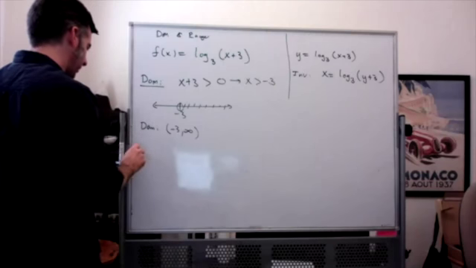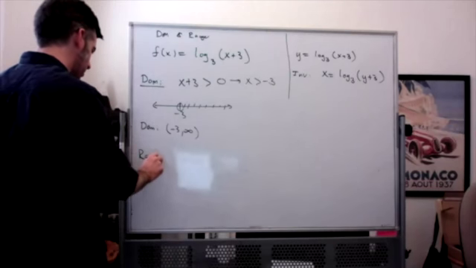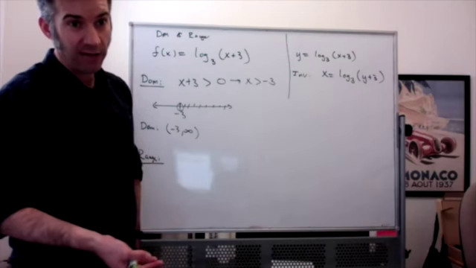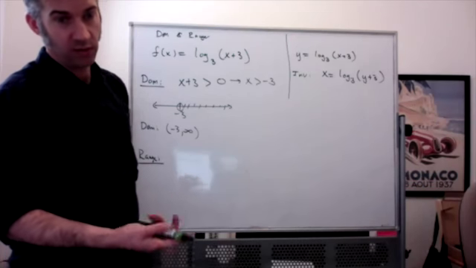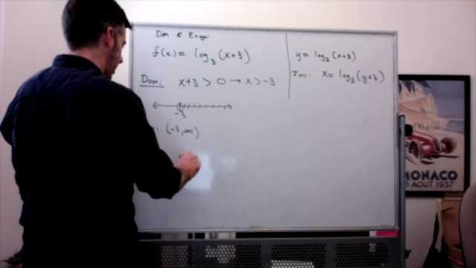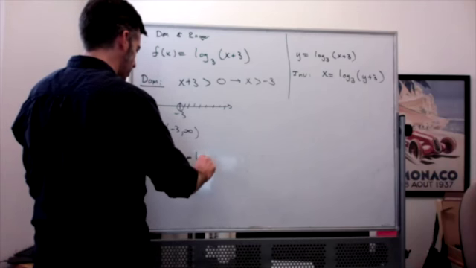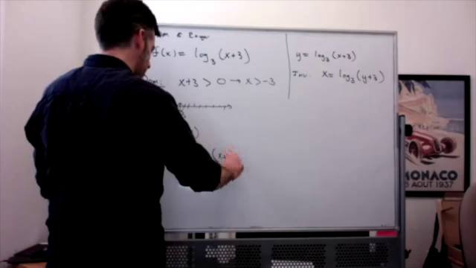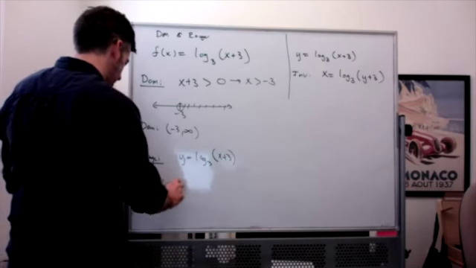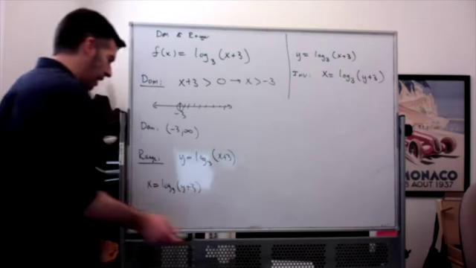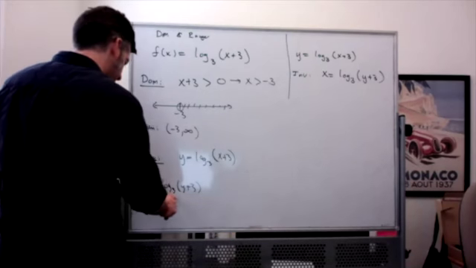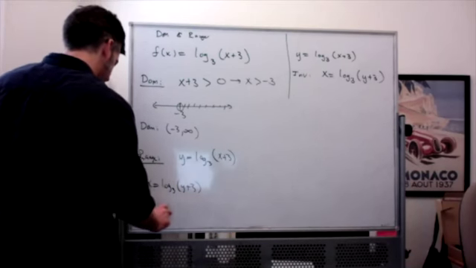For the range, we have to find the inverse. It is valid to think about the graph, but I'm going to show you the non-graphical way of doing it. So let's find the inverse. I've got y equal to log base 3 of x plus 3. I'm interchanging x and y, so x equals log base 3 of y plus 3. And then I'm going to rewrite it as an exponential because I'm trying to solve for y. So 3 to the x equals y plus 3.